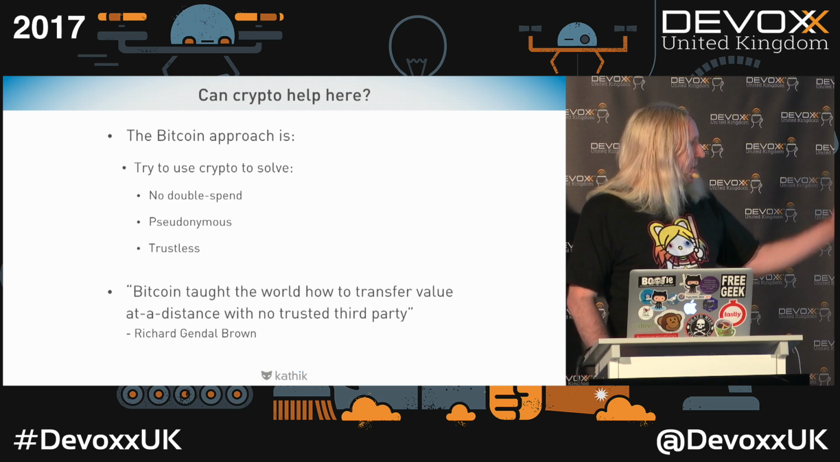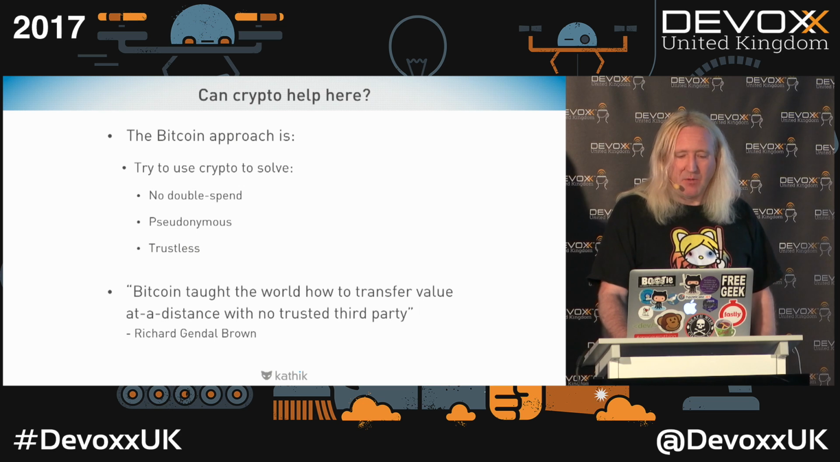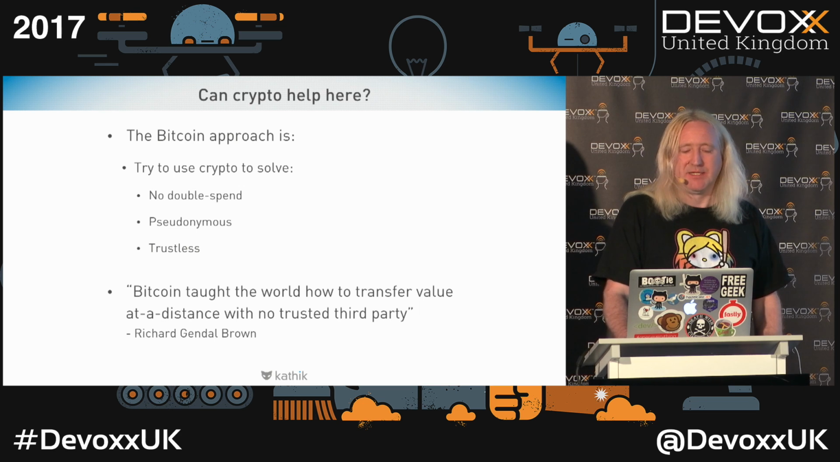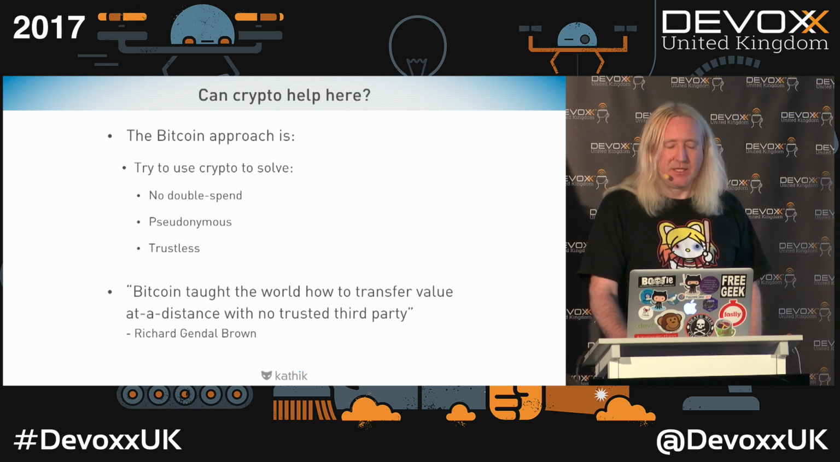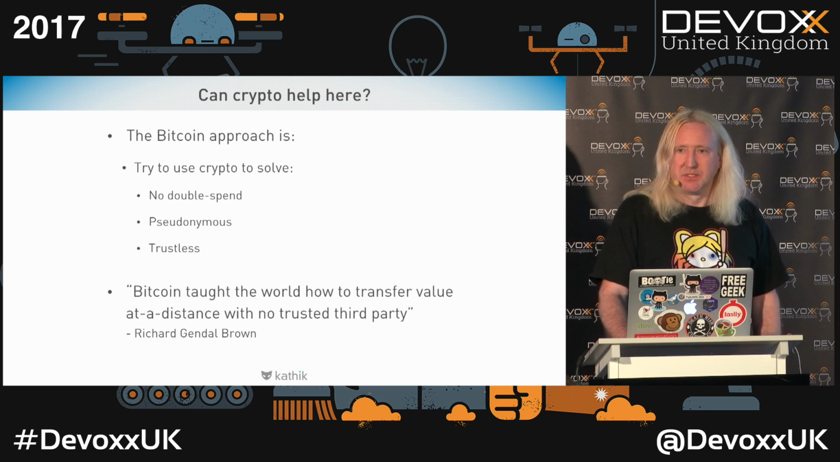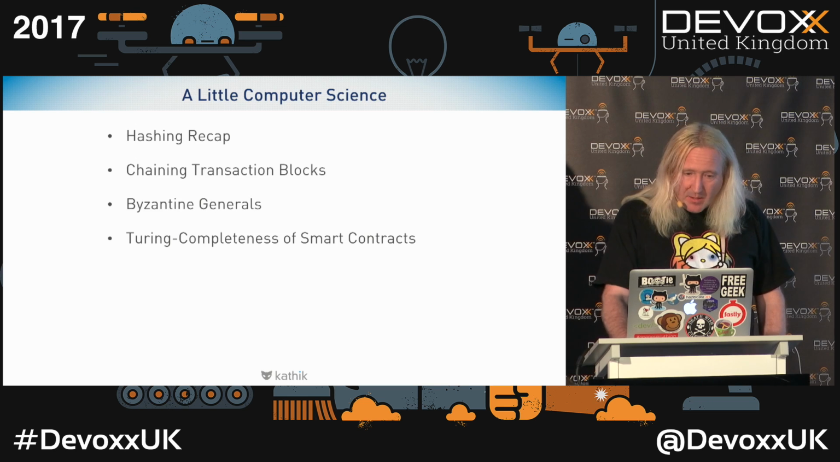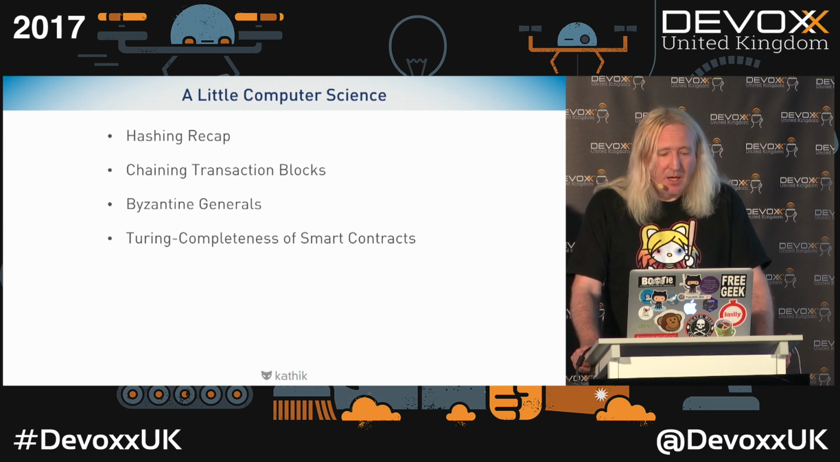This quote by Richard Kendall Brown, I think, is quite telling. It's about transferring value at a distance without a central third party. I mean, it's a slightly flawed quote, and I could nitpick about a couple of things that are wrong with it, but it broadly gives the sense of what Bitcoin has managed to achieve. Okay, so that's the background of our cryptocurrencies.